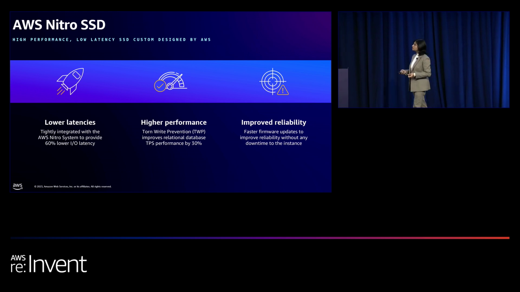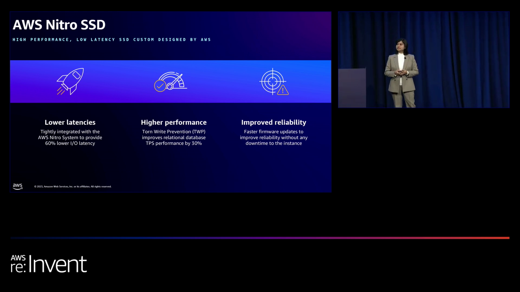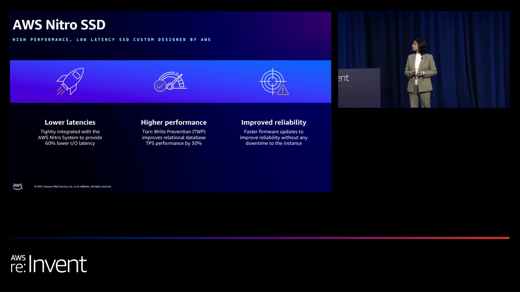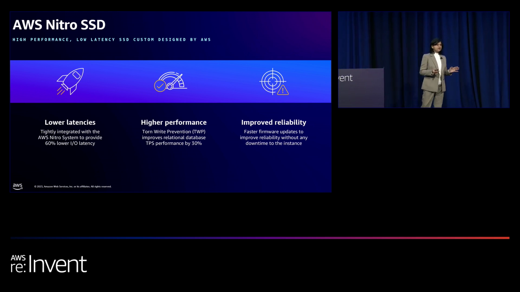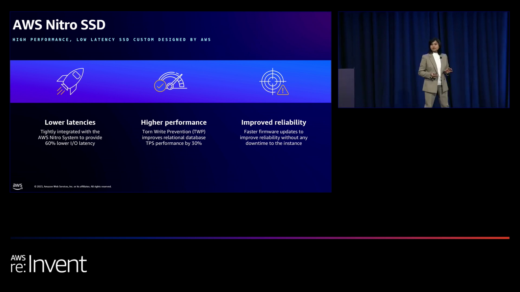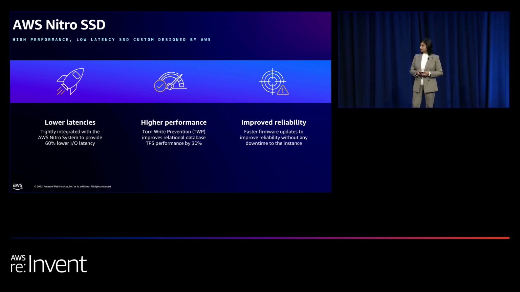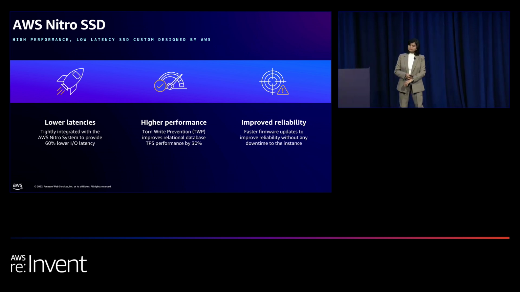And last year, we also launched another feature which is tightly integrated with Nitro SSDs called torn write prevention. What it does, it eliminates the need for the double write buffer for relational databases like MariaDB or MySQL, and thereby improves the performance of the database workloads transactions per second by up to 30%.